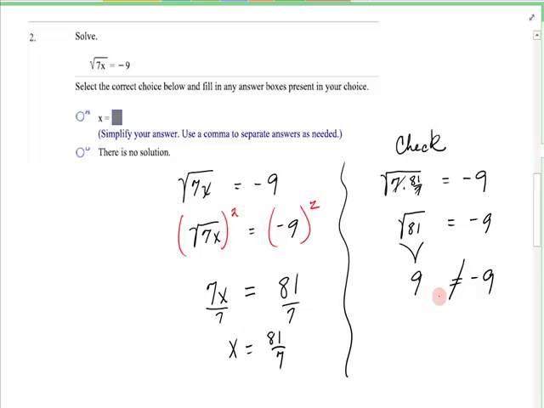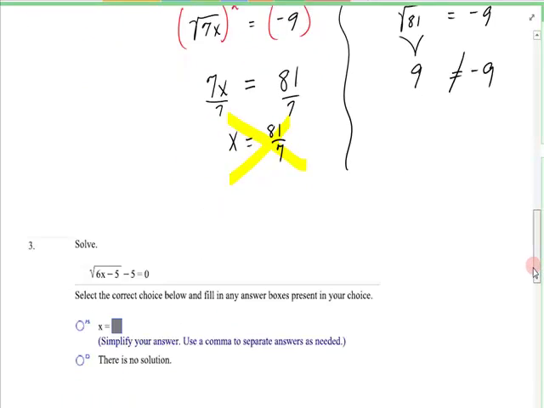And when you're doing a check and it's off by a sign, it has been caused because we squared. The square root of this quantity can't equal a negative. But when I squared it, I no longer had a negative. So this is not the answer. So in this problem, I will click there is no solution. There's a solution to the equation you get after the squaring, but there's not a solution to the original.